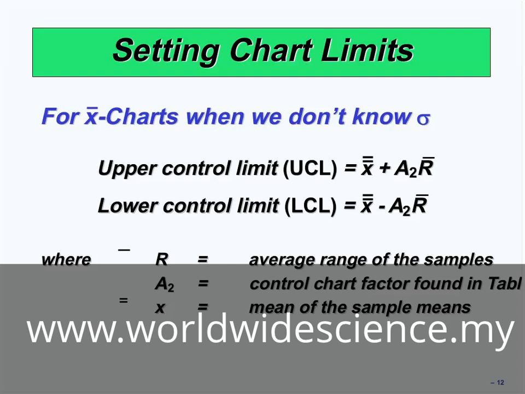To calculate the upper control limit, it is X bar bar plus A2 times R bar, and the lower control limit is LCL equals X bar bar minus A2 times R bar. R bar is the average range of the samples that I give you. And A2 is the control chart factor found in a table. A2 should be chosen from the table. There is a standard table for A2. And X bar bar is the mean of the sample means.